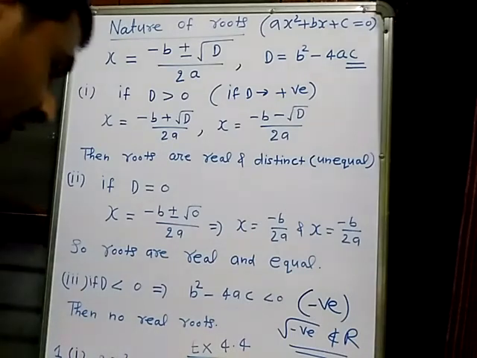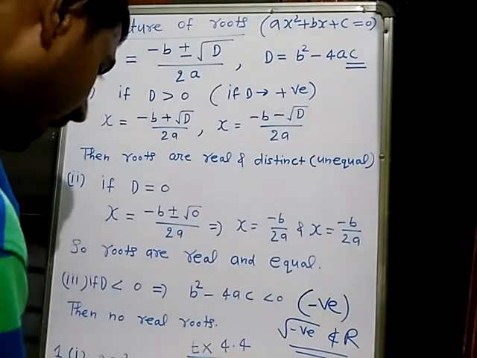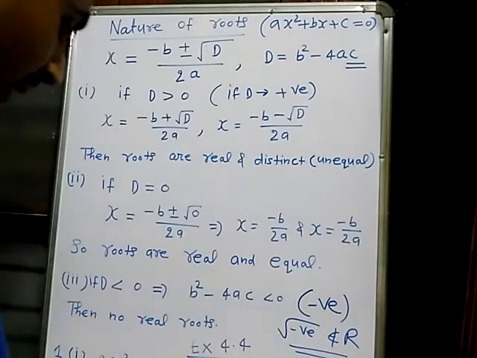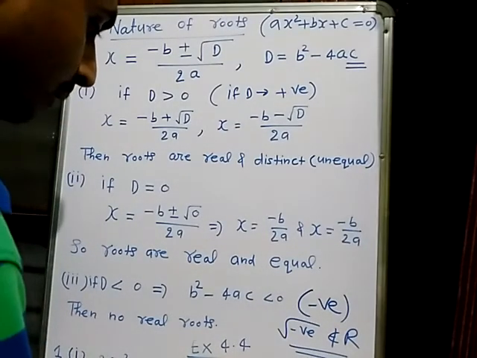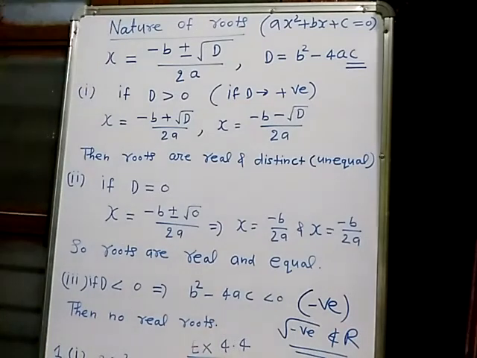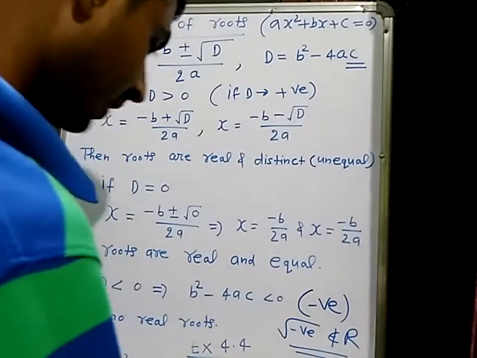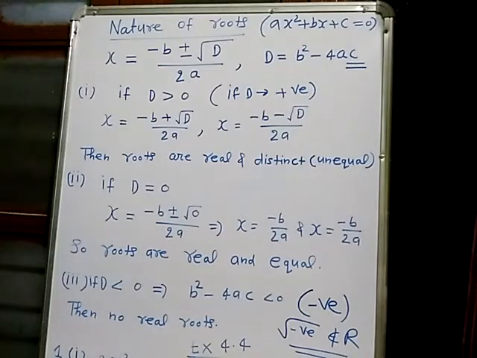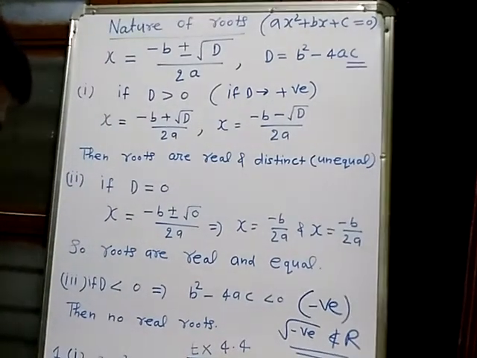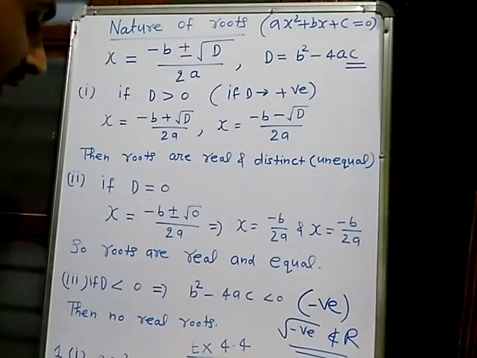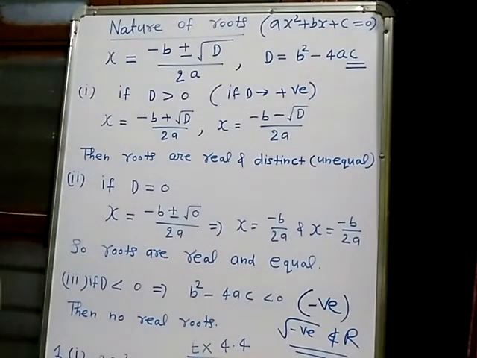What is b? Minus 3. Minus 3 square, minus 4 times a, which is 2, into c, which is 5. So minus 3 square is 9, minus 4 times 5 is 20, times 2 is 40. So 9 minus 40 is equal to minus 31. Correct? So D is equal to minus 31. And this minus 31 is which type? Negative. What does negative mean? It is less than 0, strictly smaller than 0. Therefore no real roots are possible, so no need to solve the question.